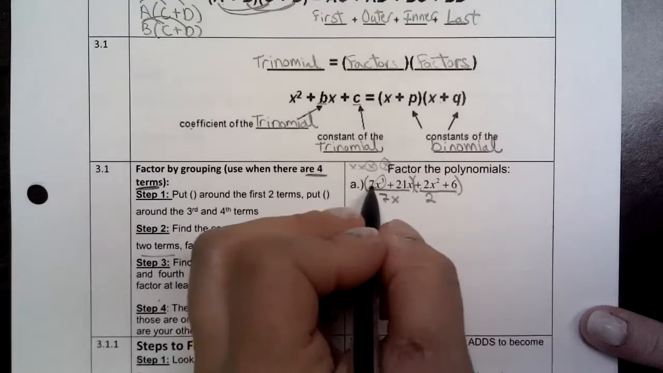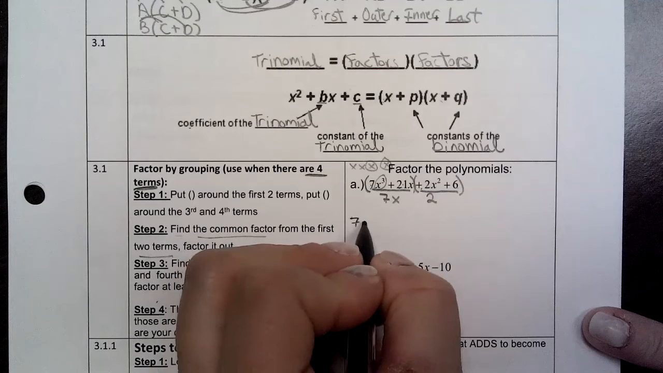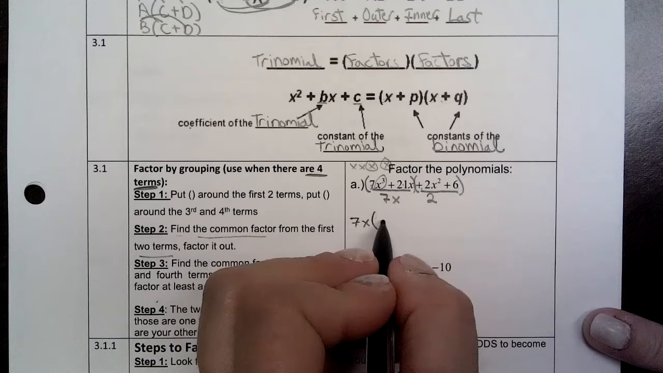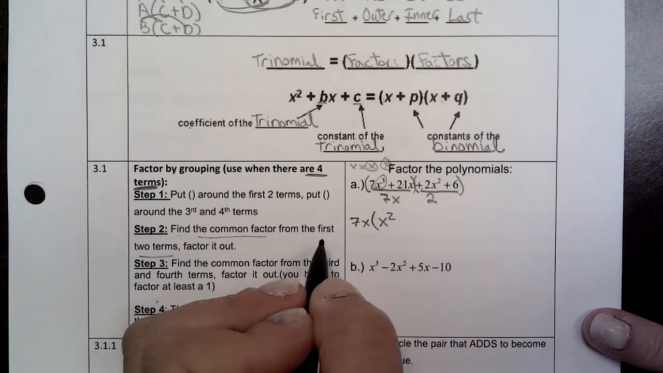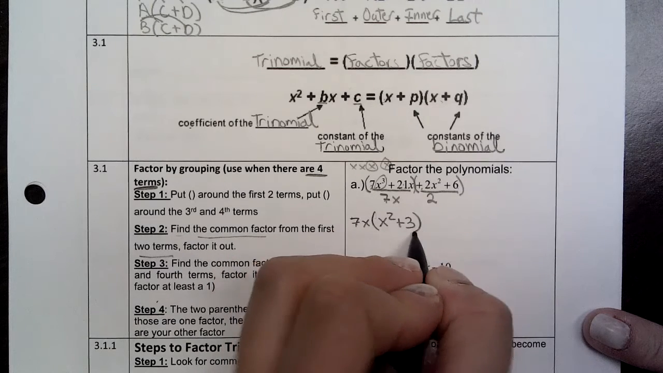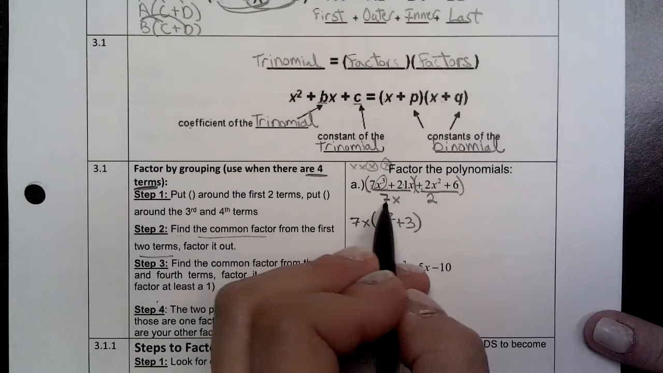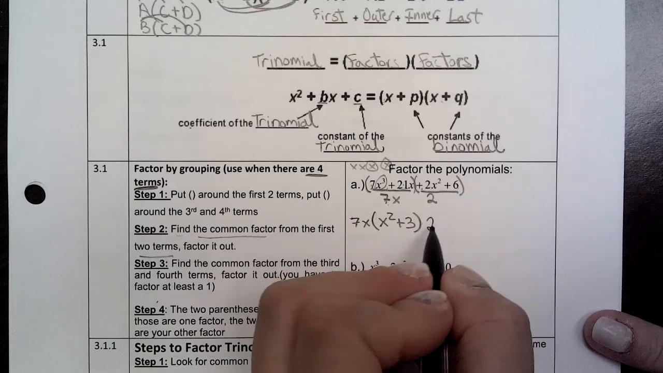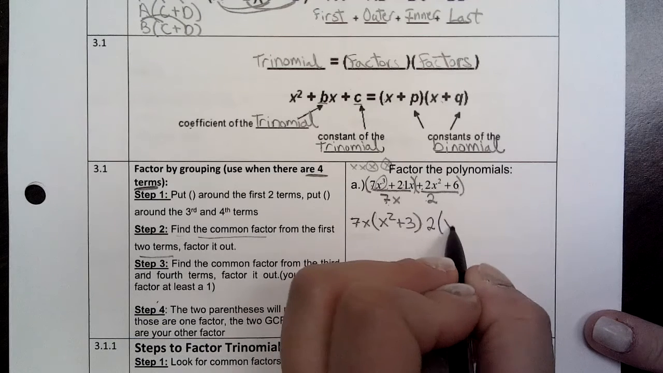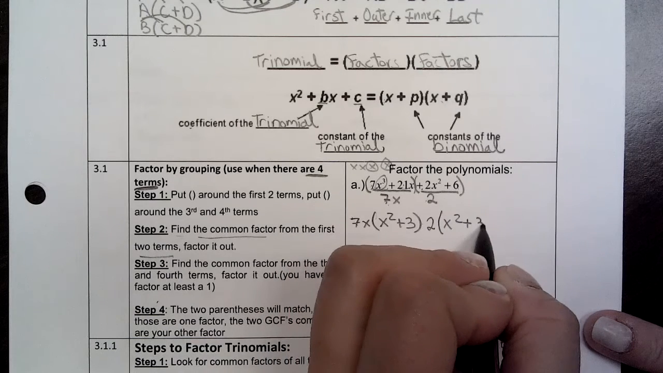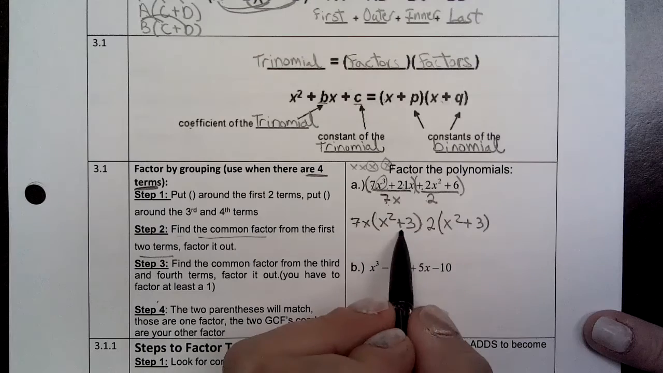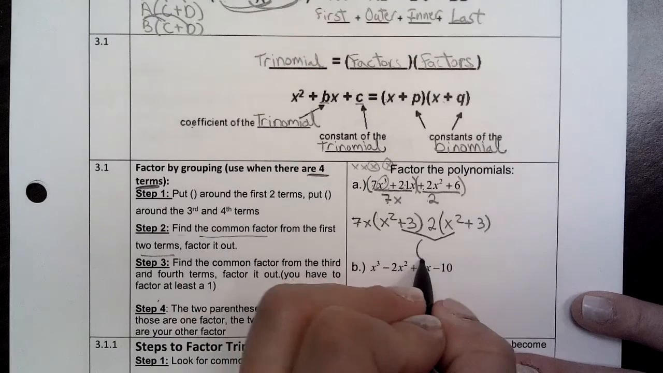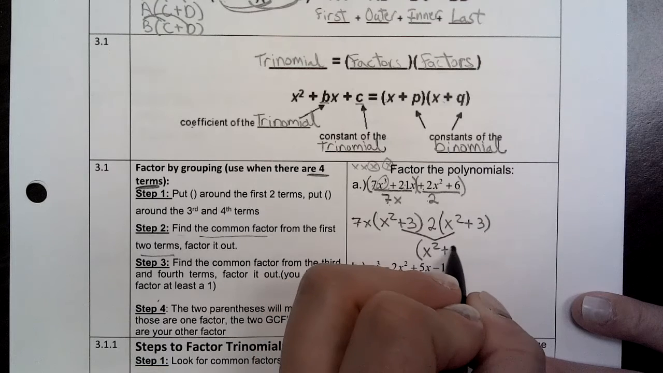Okay, so now I'm going to go on ahead and do this division. So when I rewrite this, I'm going to write this as my greatest common factor and then a parenthesis. And my parenthesis is going to be what's left. Okay, so x squared plus 3 is what's left when I divide this by 7x. Okay, and then I'm going to pull this 2 out, and it's a positive 2, which leaves me with x squared plus 3. Okay, now you notice these two parentheses match. If they do not match, you've done something wrong. Okay, so that is one of your factors.